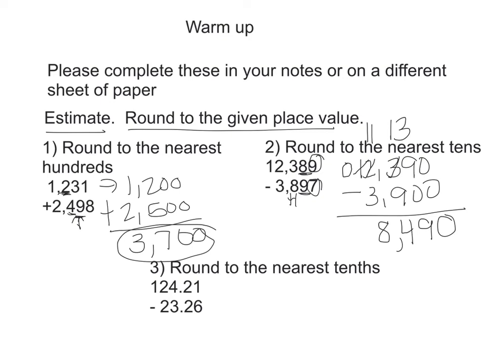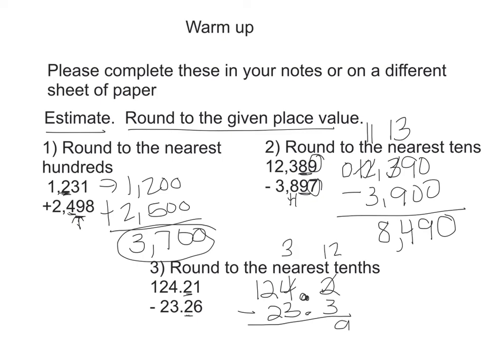Okay, last one is the tenths. The tenths is the spot right behind the decimal. So I'm going to take 124 and 2 hundredths and round it to 124 and 2 tenths because 1 is less than 5. And 23 and 26 hundredths is going to round to 23 and 3 tenths because 6 is bigger than 5. Okay, so to subtract, I'm going to have to borrow.